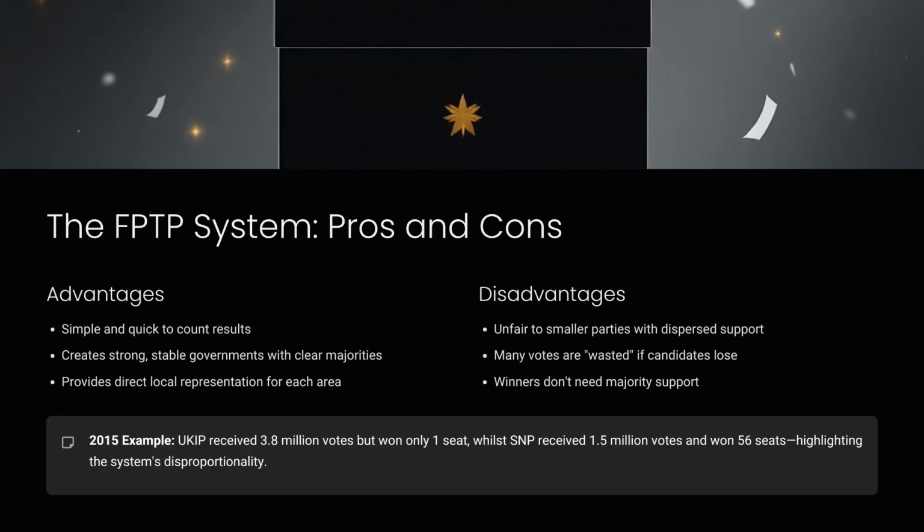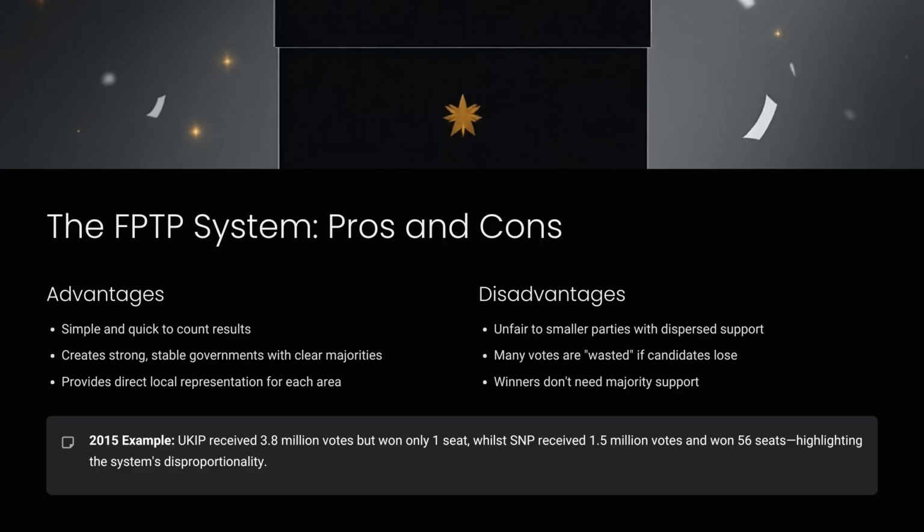The FPTP system. Pros and cons. Advantages. Simple and quick to count results. Creates strong, stable governments with clear majorities. Provides direct local representation for each area.